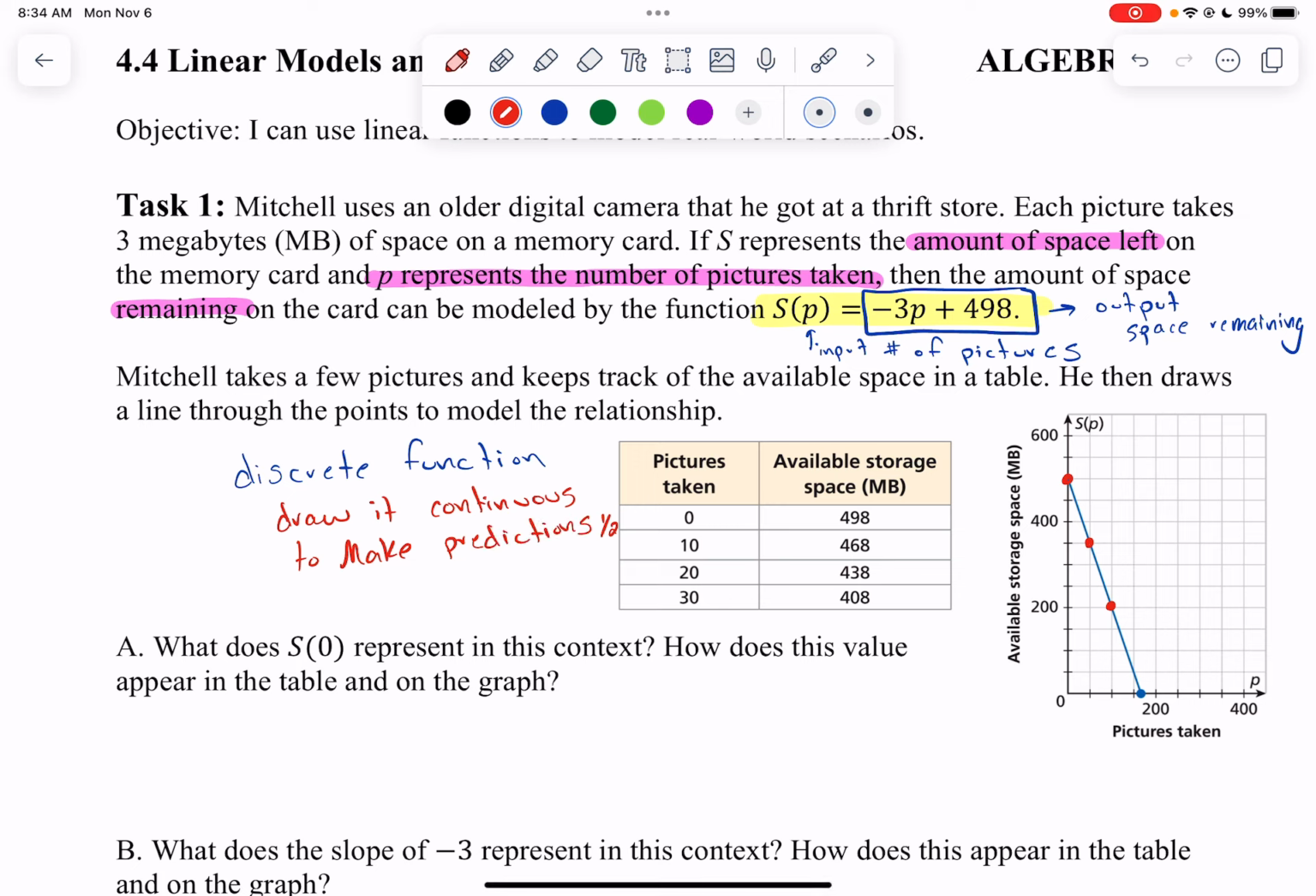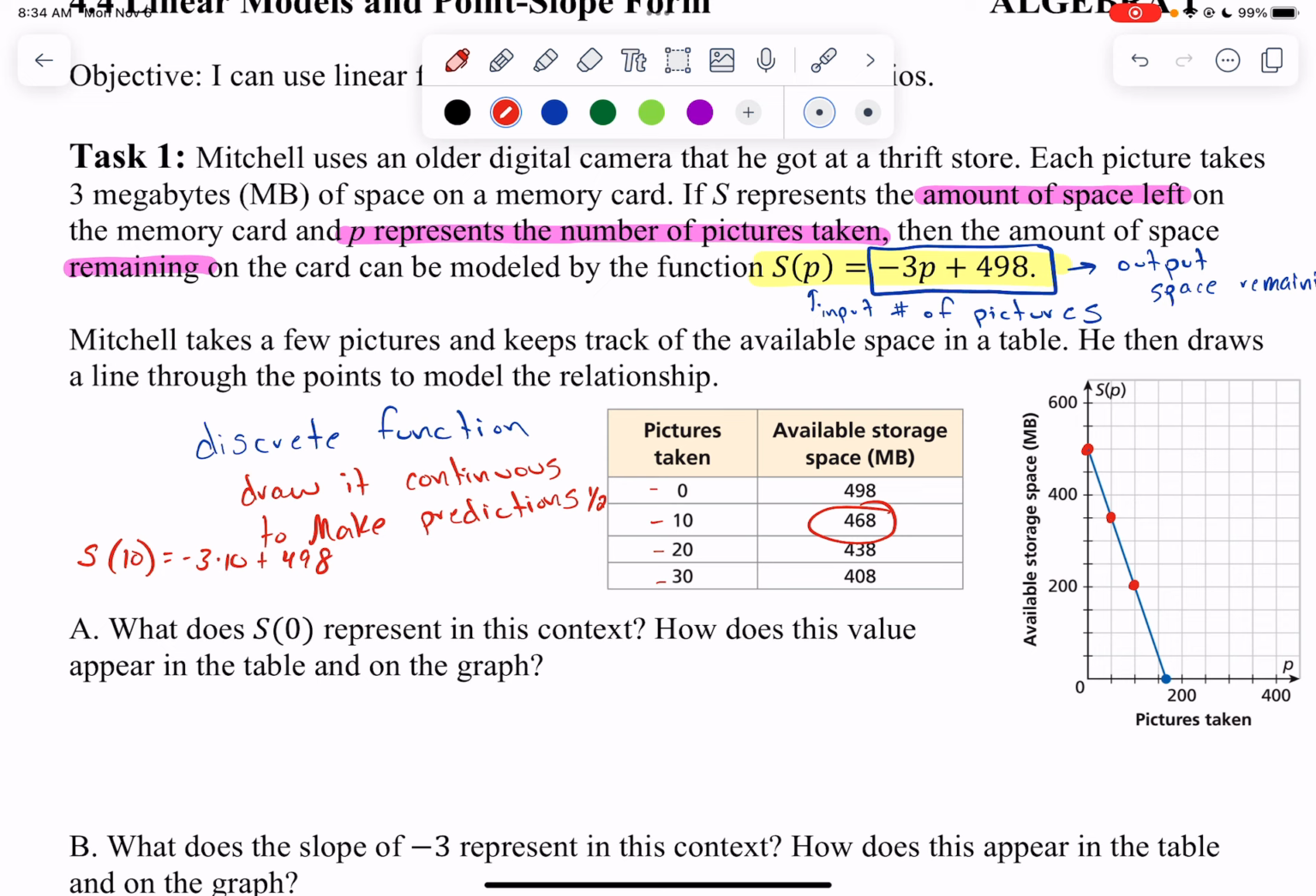So here he graphed these points. He put in a 0, a 10, a 20, and a 30. So he found S of 10. I put a 10 up here into this function. So I take negative 3 times 10 plus 498, and that's where we got the 468. So we did that for each of those and got those outputs.